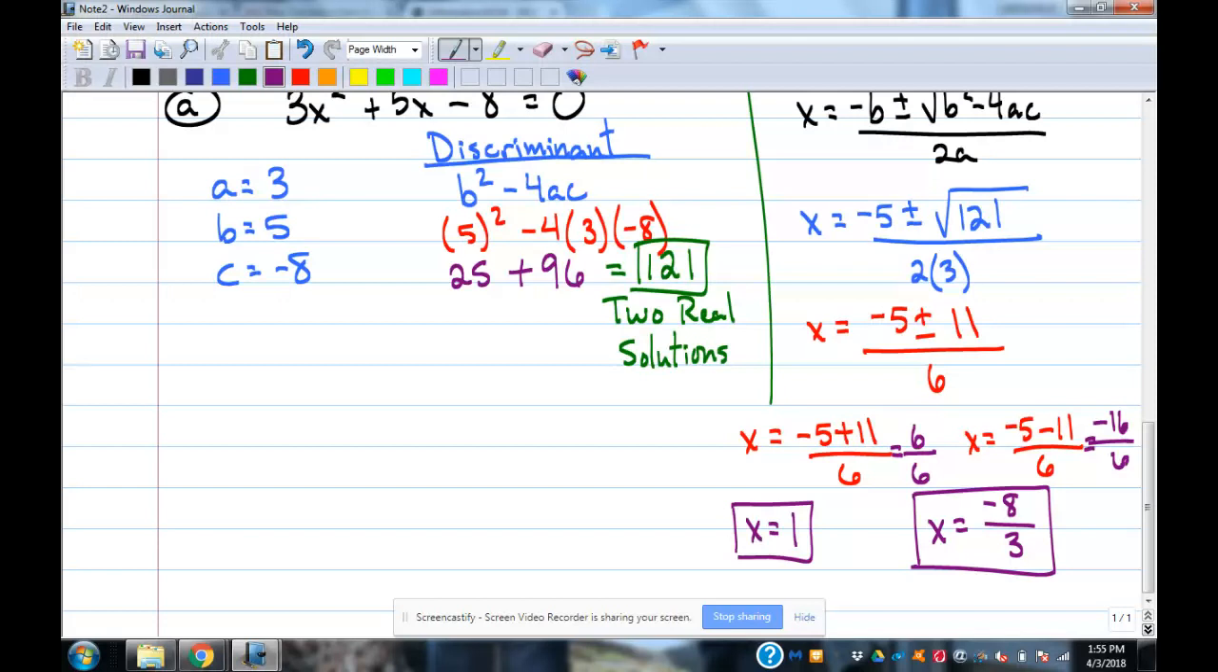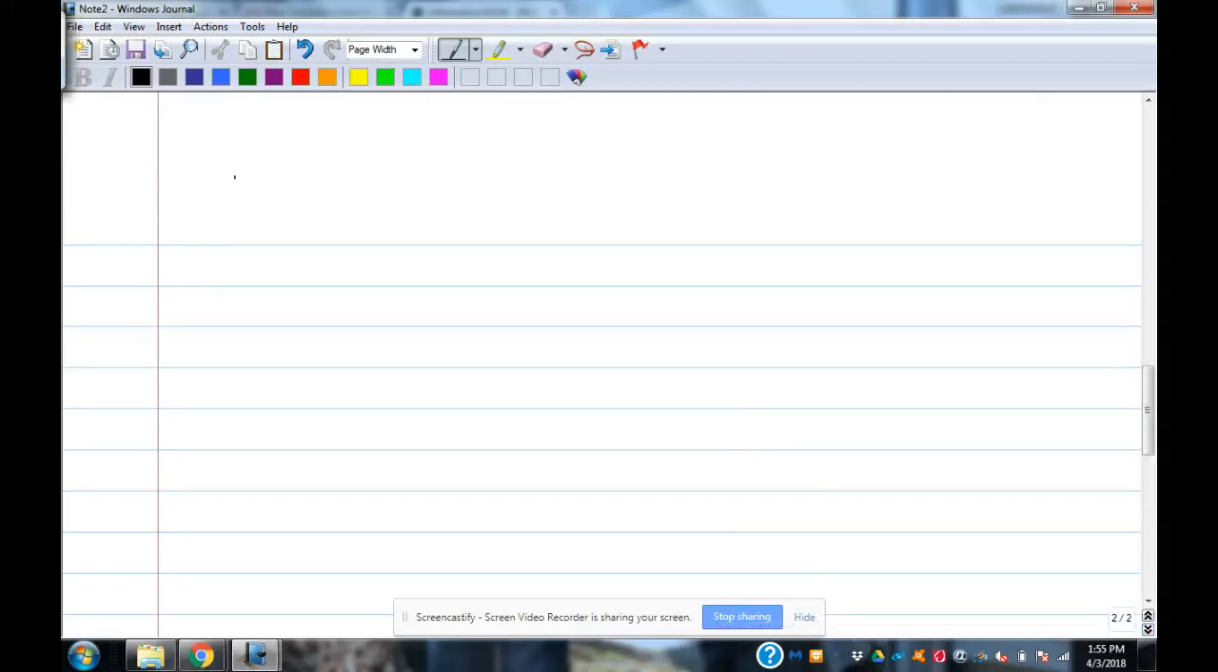Okay. All right. So we're going to find A, B, and C, the discriminant, then use that to find the actual solutions, if there are any. Okay. Let's look at the next one. So Blake asked, well, what if it's not equal to 0 at the beginning, like this one was? What if it's not that? So let's look at one that's like that.